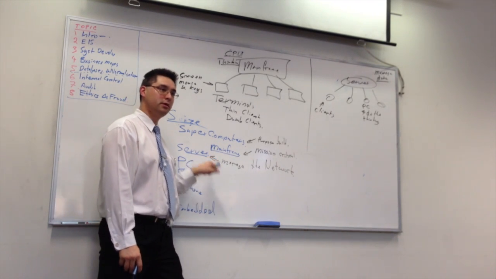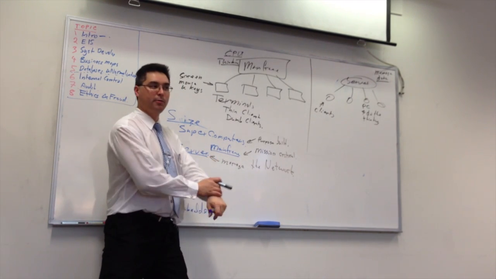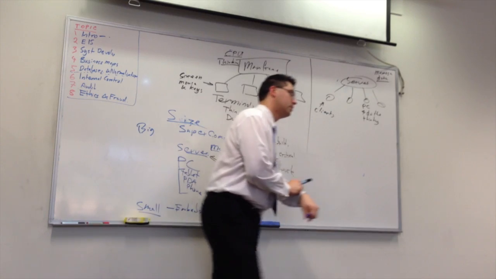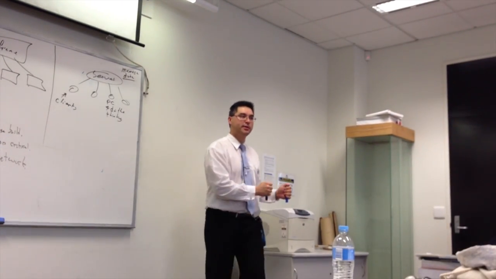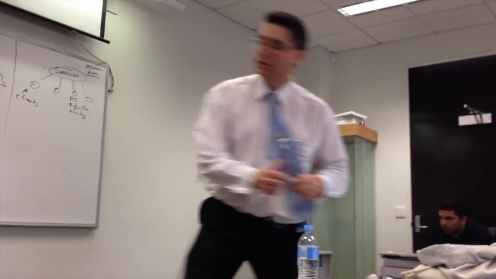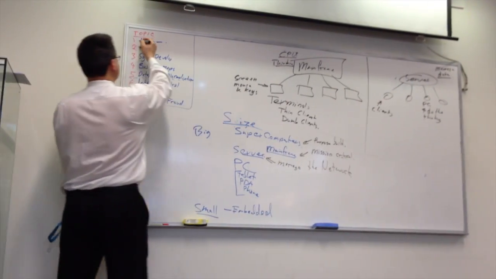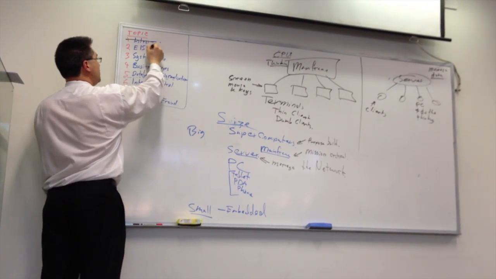PCs, do I need to explain this? No. Embedded computers, they're something like whatever's in your watch, or embedded into a printer or something like that. All right, cool. So that was Introduction to Accounting Information Systems.